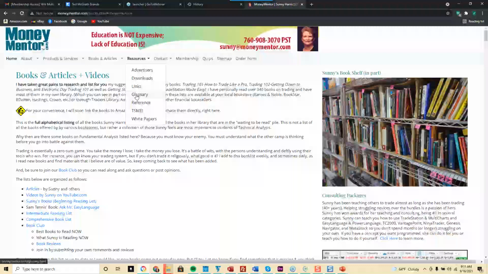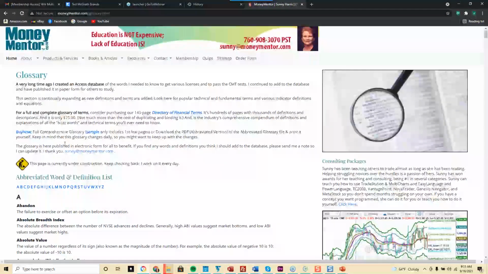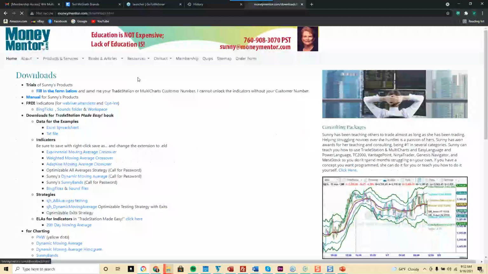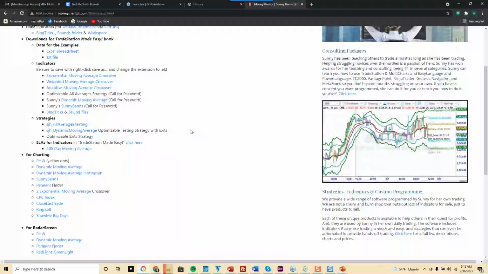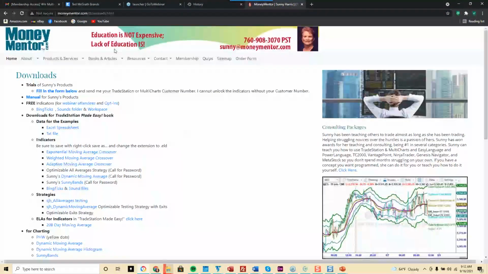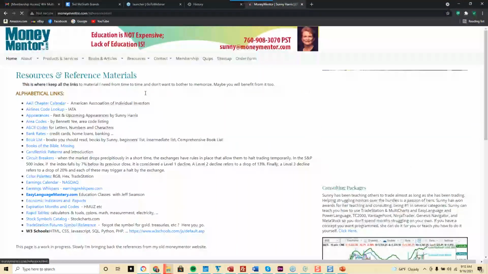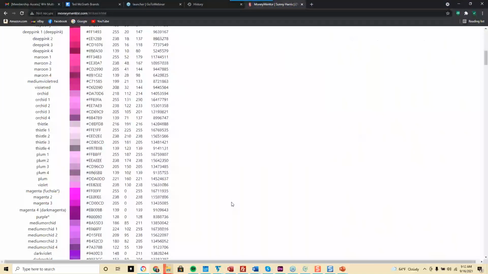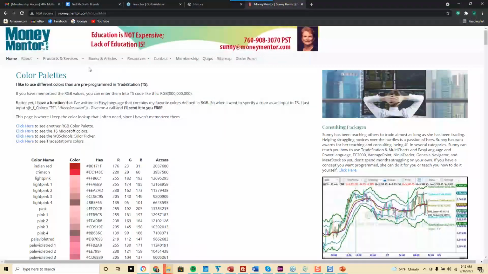So a couple things. One, there's a glossary, A to Z. You can see all that, words that you want to look up. I have downloads of indicators and spreadsheets and different kinds of things that you can download. I keep my reference materials here. So, if you want to know bank rates, look up area codes, or airline codes. The one that I like is the color palettes. I like to have colorful charts, and I use color palettes to put in the numbers for colors into TradeStation.